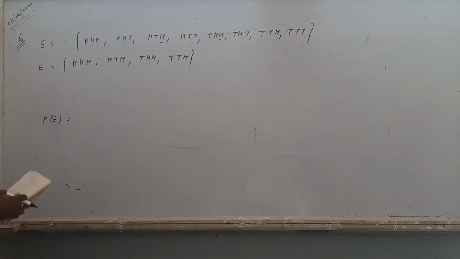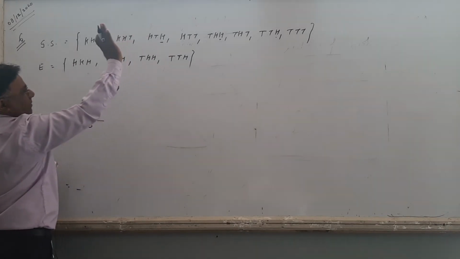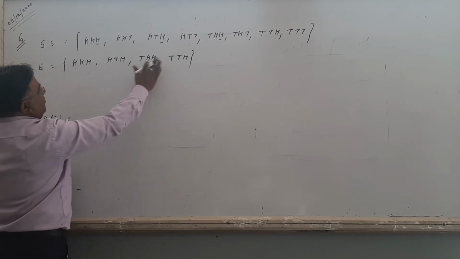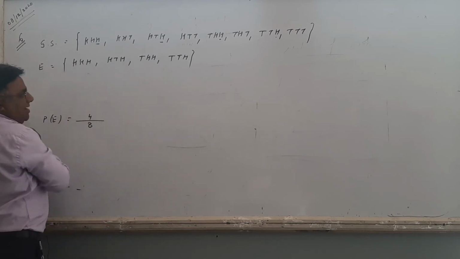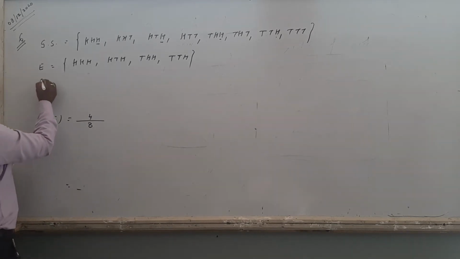Formula of probability of event, that is the number of favorable outcomes upon total possible outcomes. Total possible outcome is 8, given. The favorable outcomes on the third toss are 1, 2, 3, 4. That is 4 by 8. So this is the probability of event E. Same for event F, we have to find the probability.